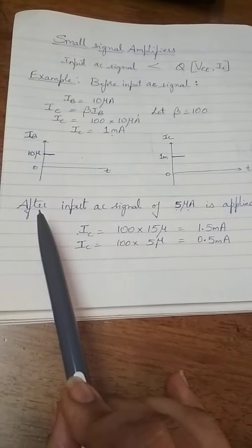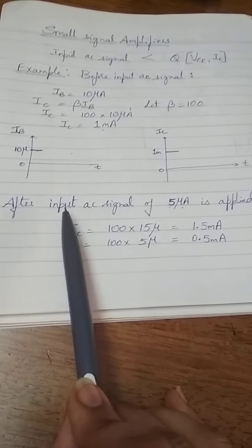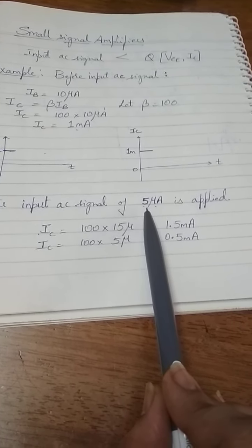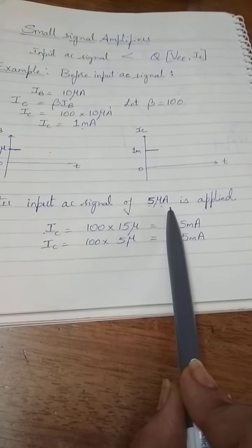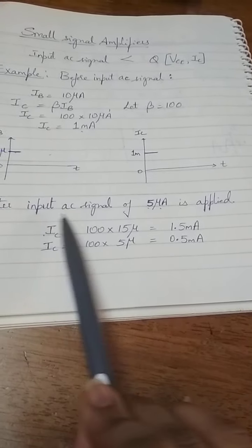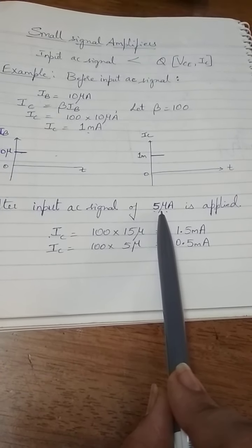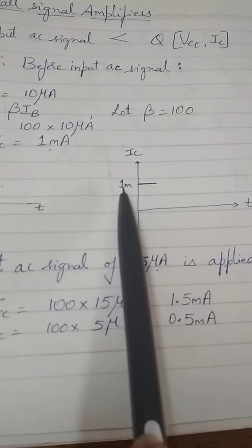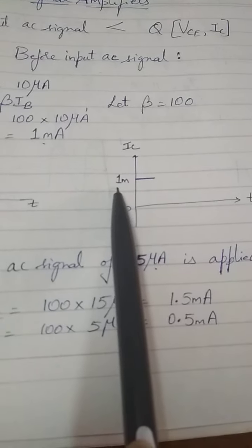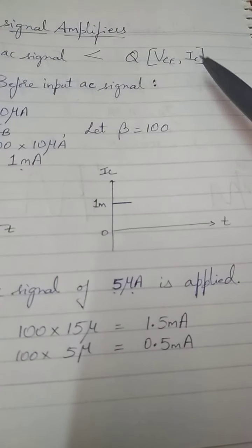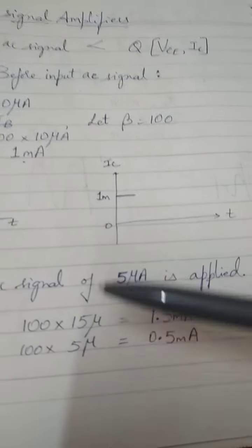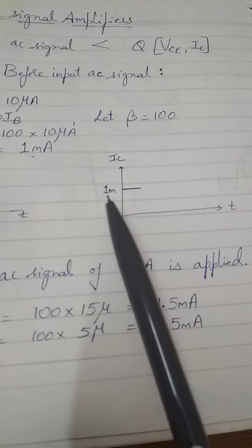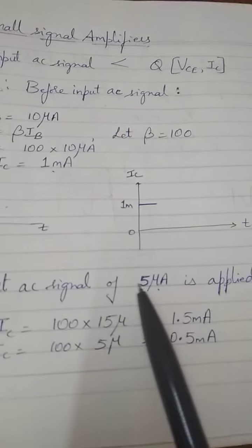Now let's apply the input AC signal. After inputting the AC signal, let's for our example take that a small signal of 5 microamps is applied. So the input AC signal that we are applying is smaller than your IC value. What is your IC value here? It is 1 milliampere. That IC is nothing but your Q point. So the input AC signal that you are applying is smaller than the IC. Such amplifiers are called small signal.